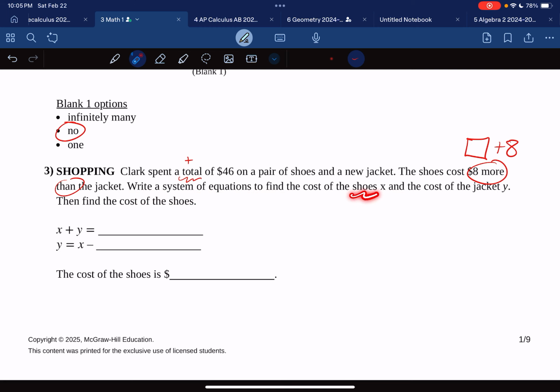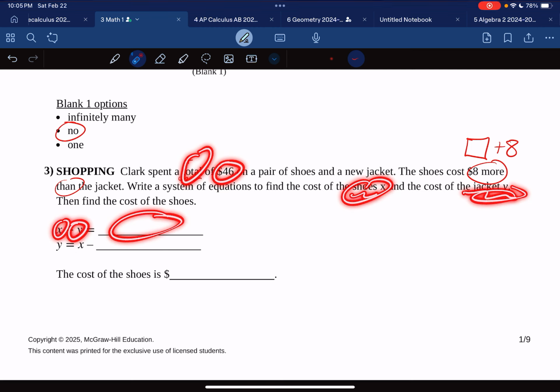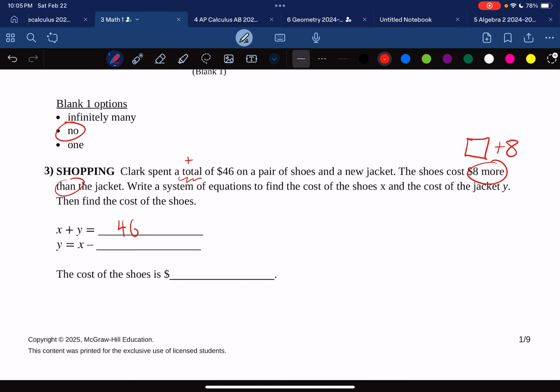Okay, so x and jacket, if I add those together, I'm going to get the total amount. X plus y adds up to 46. So this first blank here has to be a 46. That was kind of what I was going to guess too.